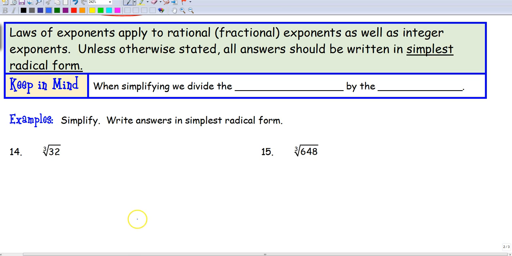All right, laws of exponents apply to rational fractional exponents as well as integer exponents. Unless otherwise stated, all answers should be written in simplest radical form. Meaning if you end up with an exponent, a fractional exponent, you do need to make it a radical. Okay, so we'll practice that. Keep in mind, again, what I mentioned before, when simplifying, we divide the exponent by the index.